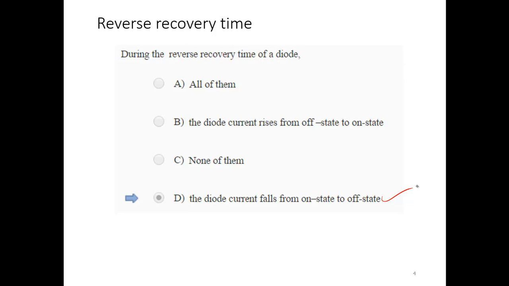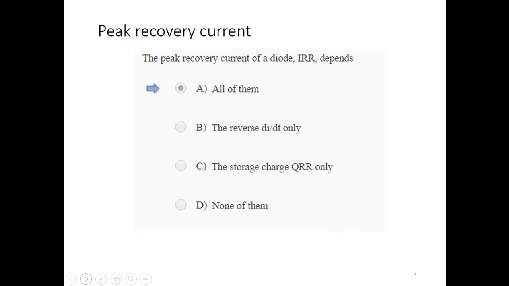The current will fall slowly depending on the circuit and the inductance you have, and then the diode will be ineffective. It will allow current to flow in the other direction too. And then suddenly it realizes that it's not a diode, and it suddenly blips off. Just to know the reverse recovery time of a diode: during the time when the diode falls from the on state to the off state, this is the time.